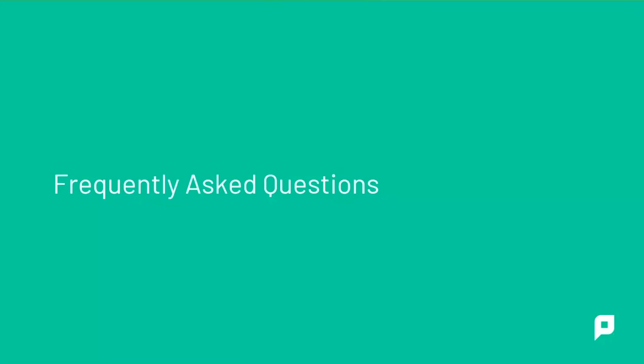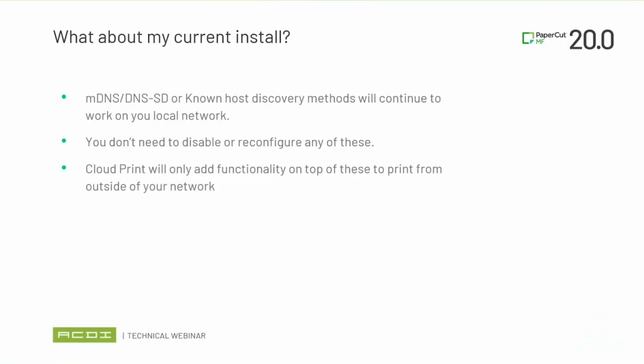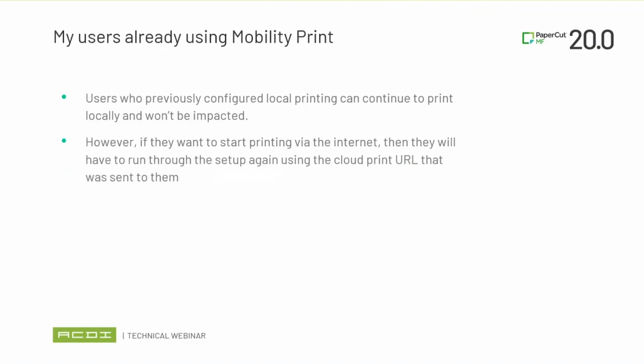I got a few questions that have come up regarding Cloud Print. What if I'm already using mDNS or DNS-SD? They will continue to work even with Cloud Print. You don't have to disable or reconfigure these. Cloud Print adds functionality on top of these, so you can print from outside of your network with a managed Chromebook at this time. Windows and Mac will soon be available for Cloud Print, so stay tuned.